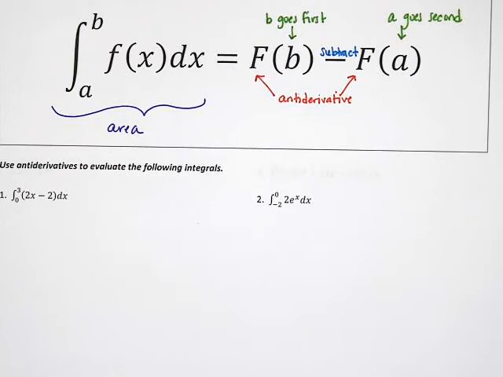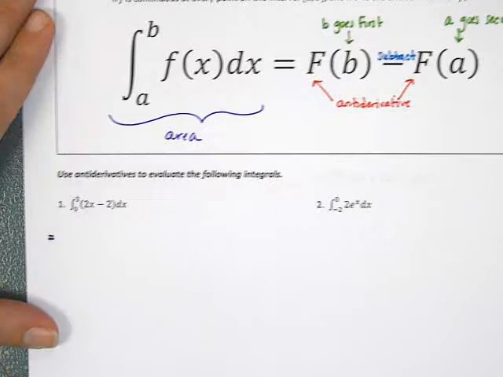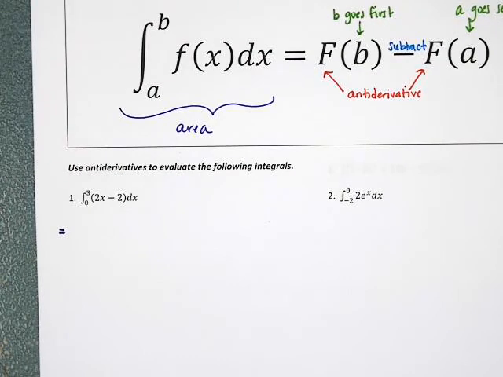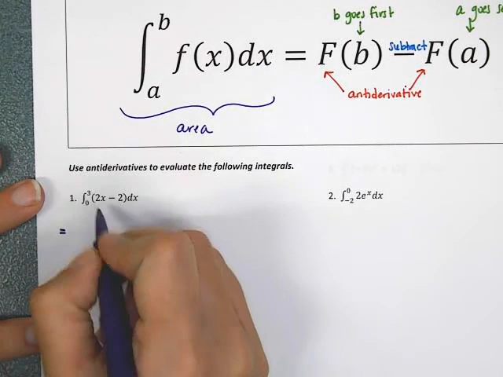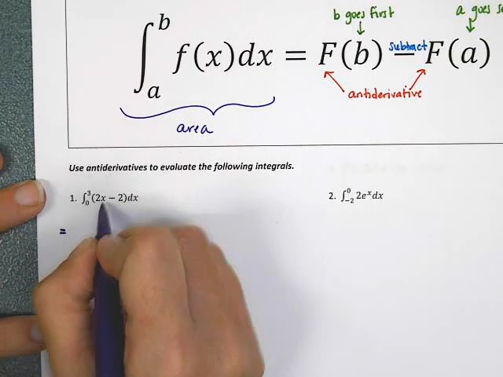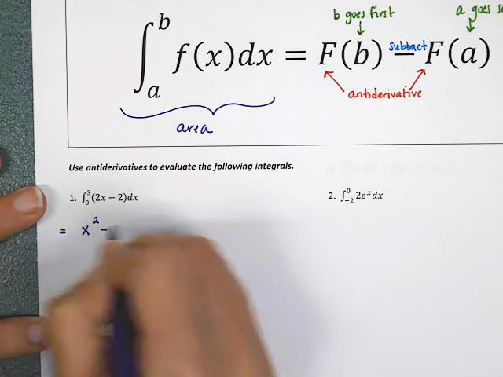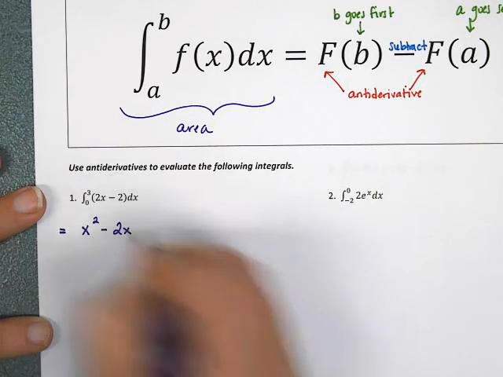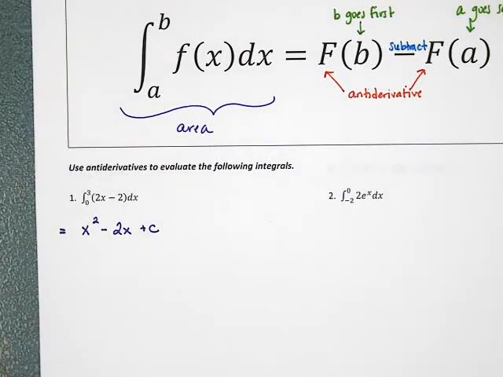So, use antiderivatives to evaluate the following integrals. Step 1 is to figure out the antiderivative. So here's how we write this, and it's going to be really important that you show notation correctly, that you show your work the right way, etc. First, we find the antiderivative. So we're going to do one term at a time. The antiderivative of 2x would be x squared, and the antiderivative of 2 would just be 2x, and then we have a plus c. That's the antiderivative.